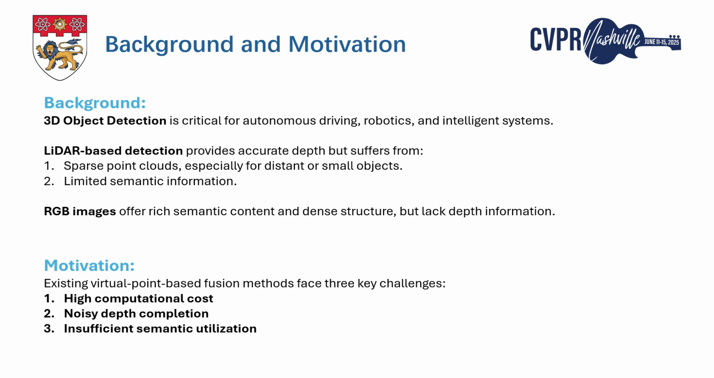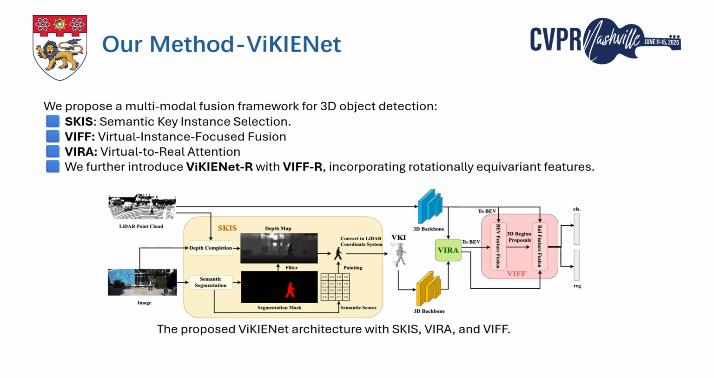We propose the Virtual Key Instance Enhanced Network, ViKIENet, a highly efficient and effective multimodal feature fusion framework that fuses the features of virtual key instances and LiDAR points through multiple stages. Our contributions include three main components: semantic key instance selection, virtual instance focused fusion, and virtual instance to real attention. We also propose the extended version ViKIENet-R with VIFF-R, which includes rotationally equivariant features.